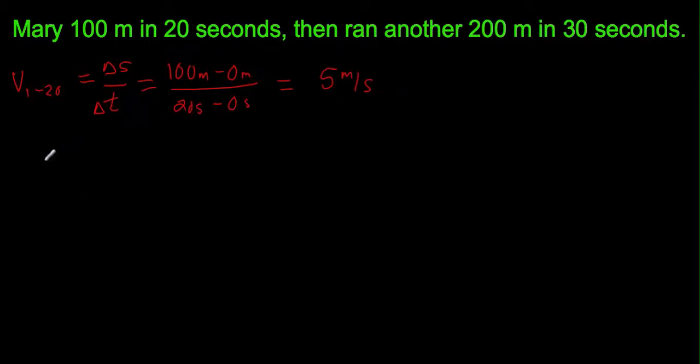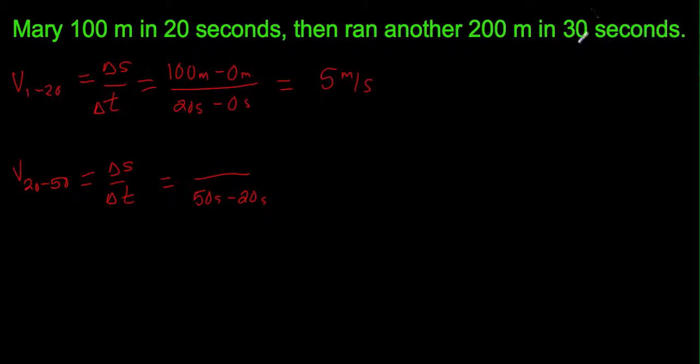Then what we can do is say, okay, well, what happened in the second? And we should intuitively know that she traveled twice the distance in 1.5 times the time. So from 20 to 50 seconds, V 20 to 50, this should have a higher average velocity. So delta S over delta T again. And this is where the delta T is a little more important. We have to remember that we're going 50, we'll do that part first this time, 50 seconds minus 20 seconds, which gives us a total of 30 seconds.